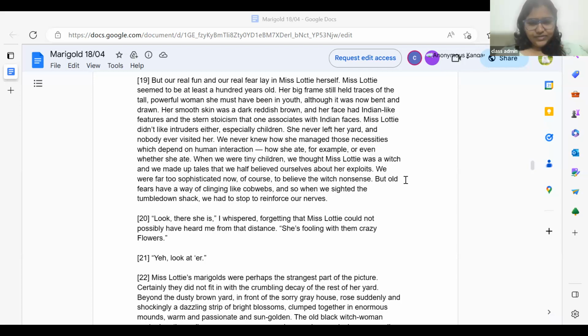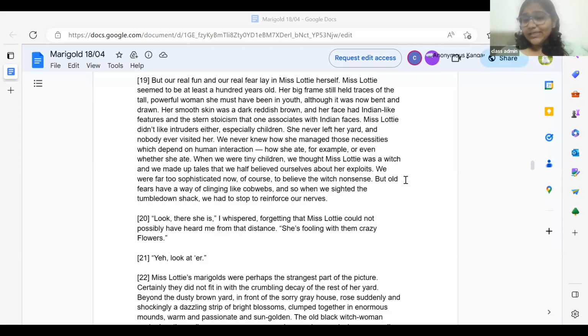Look, there she is, I whispered, forgetting that Miss Lottie could not possibly have heard me from that distance. She's wooing me with them crazy flowers. Okay, I think this is it. There's nothing much here that you guys have to remember.